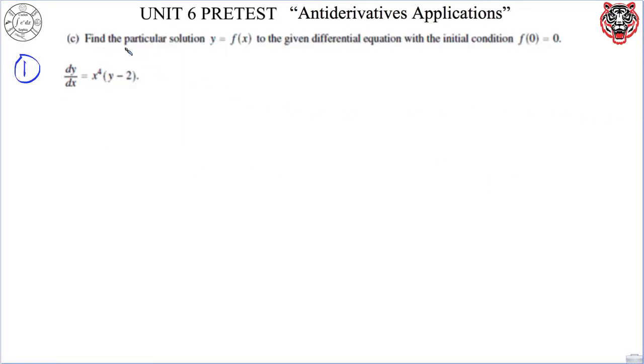On to part C. So now we're finding the particular solution. This means we're doing all the work that we've been talking about, where we separate, integrate, and evaluate. All right, so first step. Step 1 is separate.